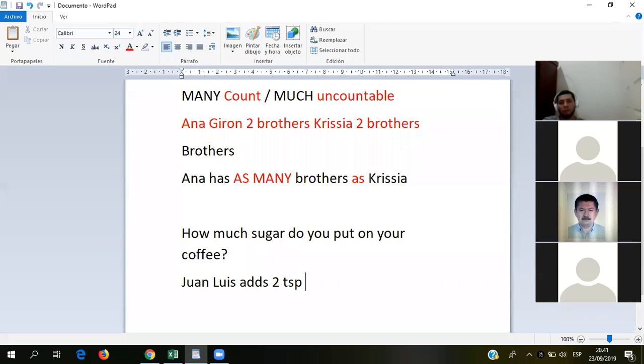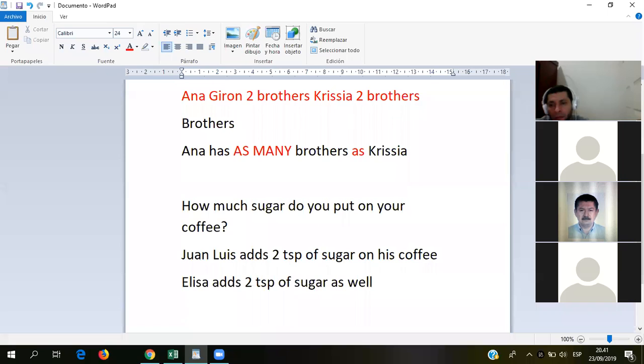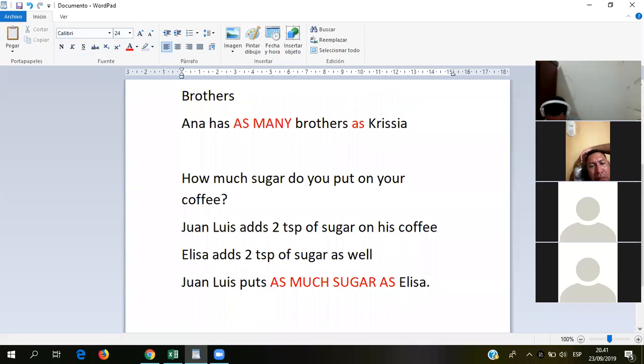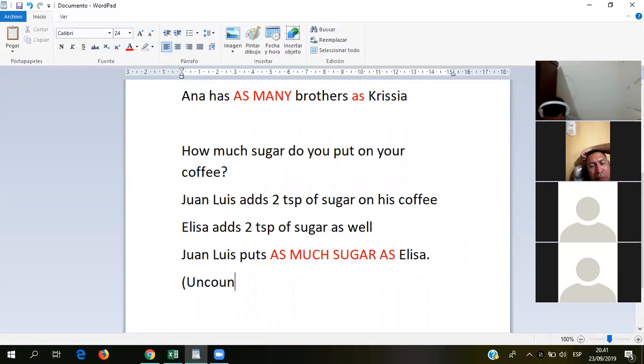Well, at least add two teaspoons of sugar in his coffee. That's two teaspoons. I don't use sugar on my coffee. No sugar. Oh, no sugar. That's a really black coffee. Yes, it's delicious. No sugar. In the morning, I drink strong coffee. Let's put the sugar. Okay. Yes, much uncountable. Many countable.